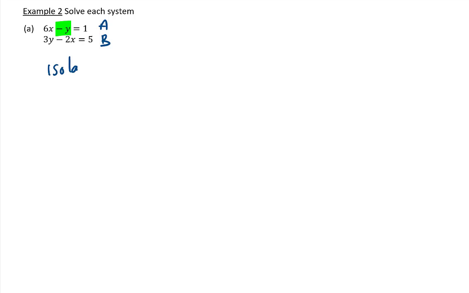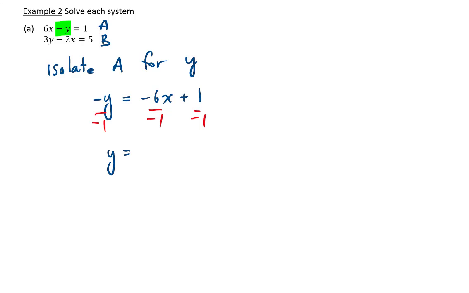So I'm going to isolate A for the variable y. To do that, first I need to get rid of that 6x, so I'm going to subtract 6x from both sides. I get negative y equals negative 6x, and then there's still that plus 1. The problem is I don't have y, so the next step is to divide everything by negative 1. That leaves me with y equals 6x minus 1. We're going to call this equation A star this time.